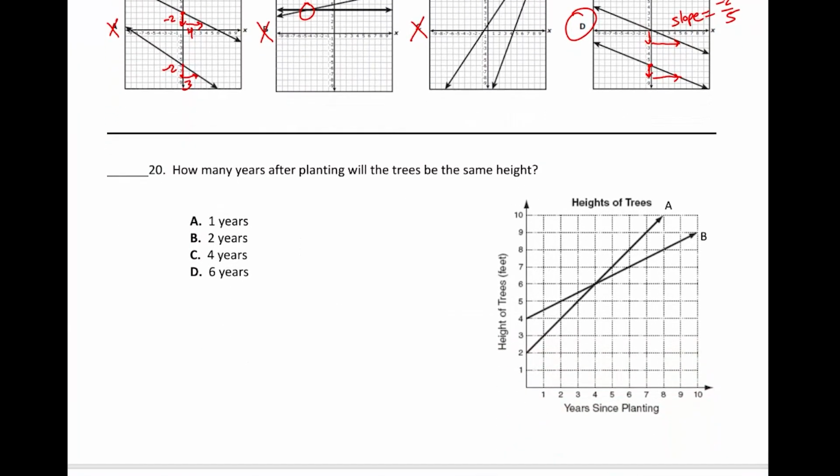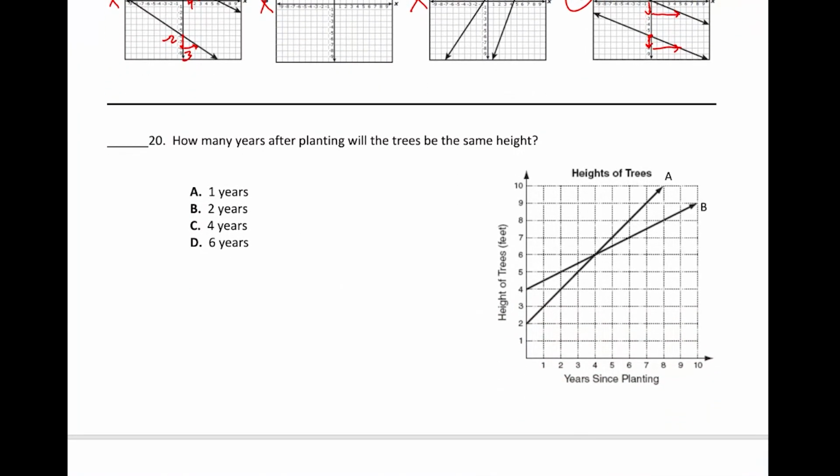All right, number 20. How many years after planting will the trees be the same height? Well, they're only the same height when their heights are equal. So this one is really more a matter of reading the graphs and understanding that they're going to be the same height when those 2 lines intersect. And so the answer here is 4 years.